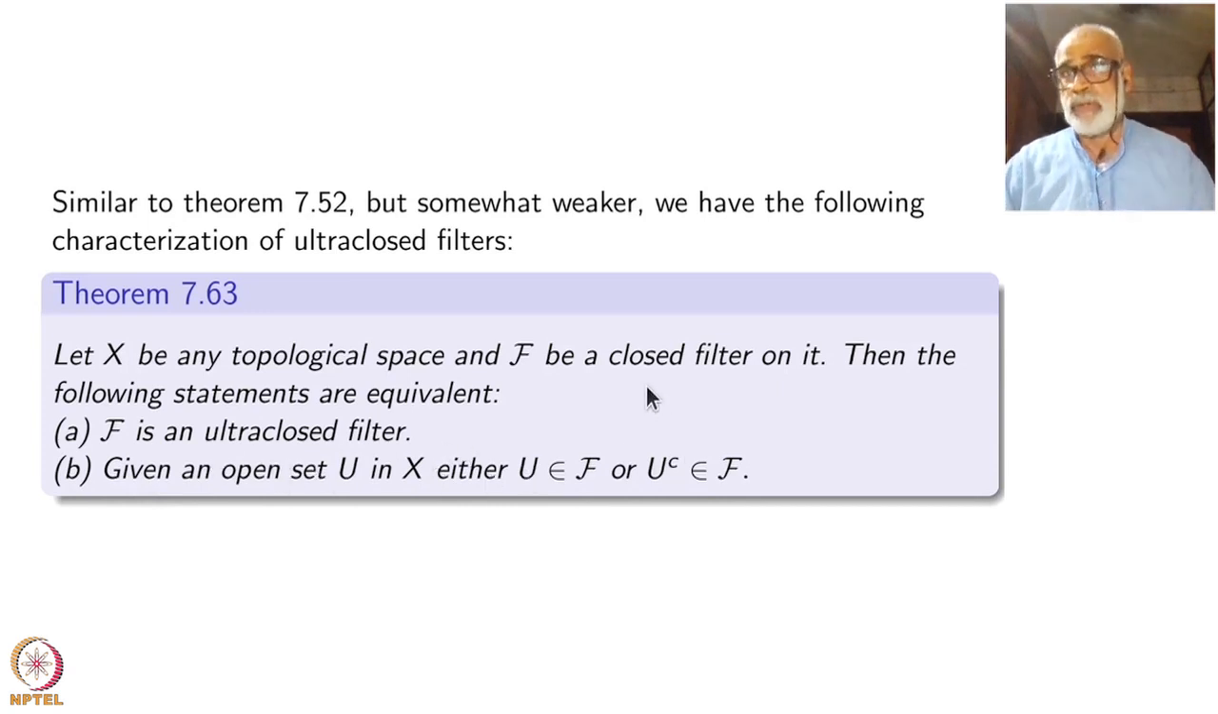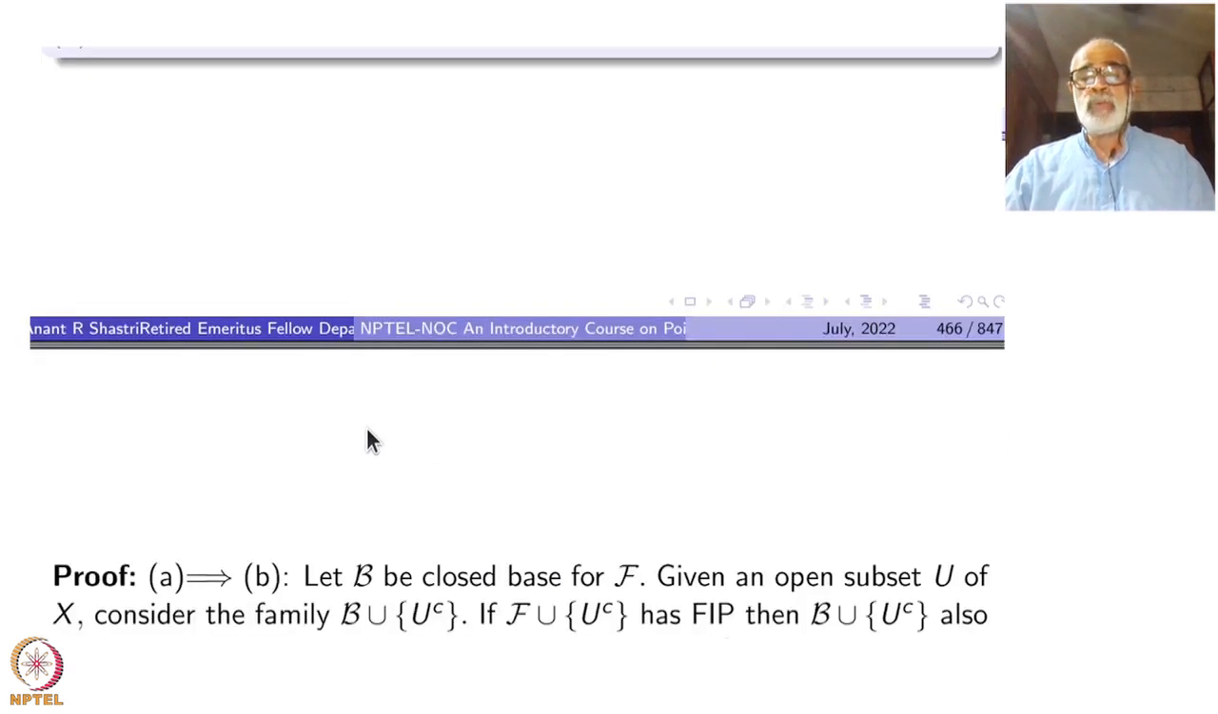Start with a closed filter, of course. You don't prove that it is a closed filter. Only ultra-ness is proved. The proof is more or less the same, but you have to see why the openness is coming here. This condition is obviously the weaker condition. It is not for every open subset, right? After all, the maximality is also inside the family of closed filters. So that is the trick. So let us go through the proof correctly.